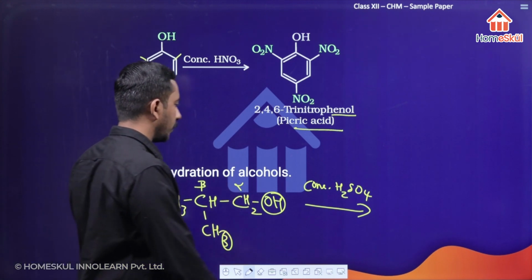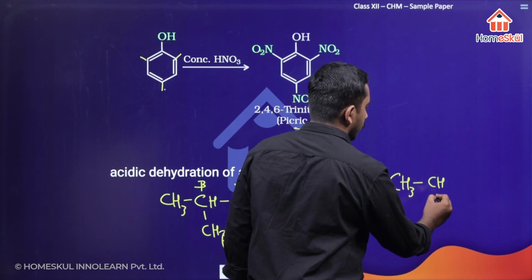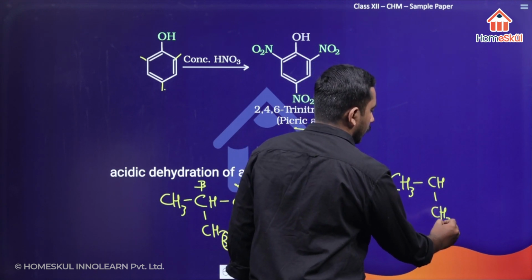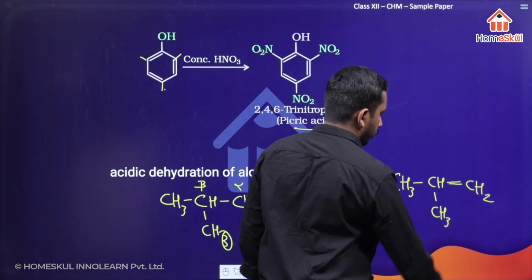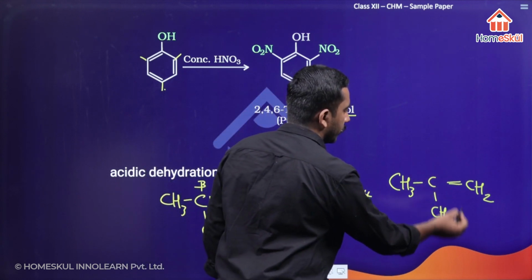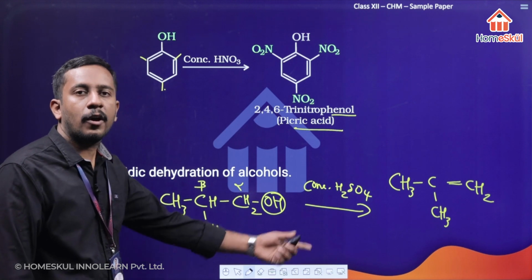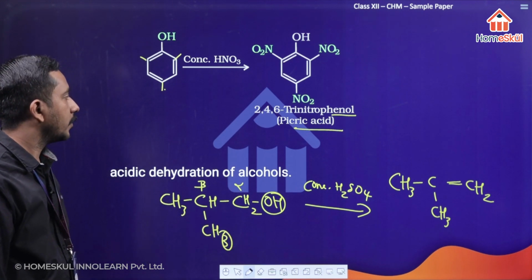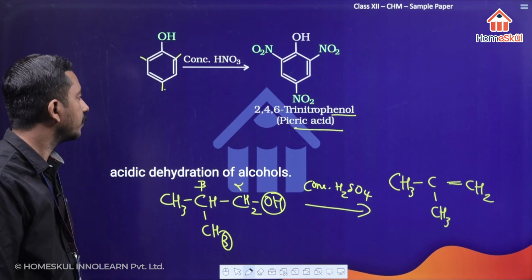That means we will be obtaining CH3, CH, CH3, double bond CH2. This hydrogen is not going to be here. See, double bond. So we have obtained the required product. Okay. So this is the answer for the two preparations that have been asked in our question.